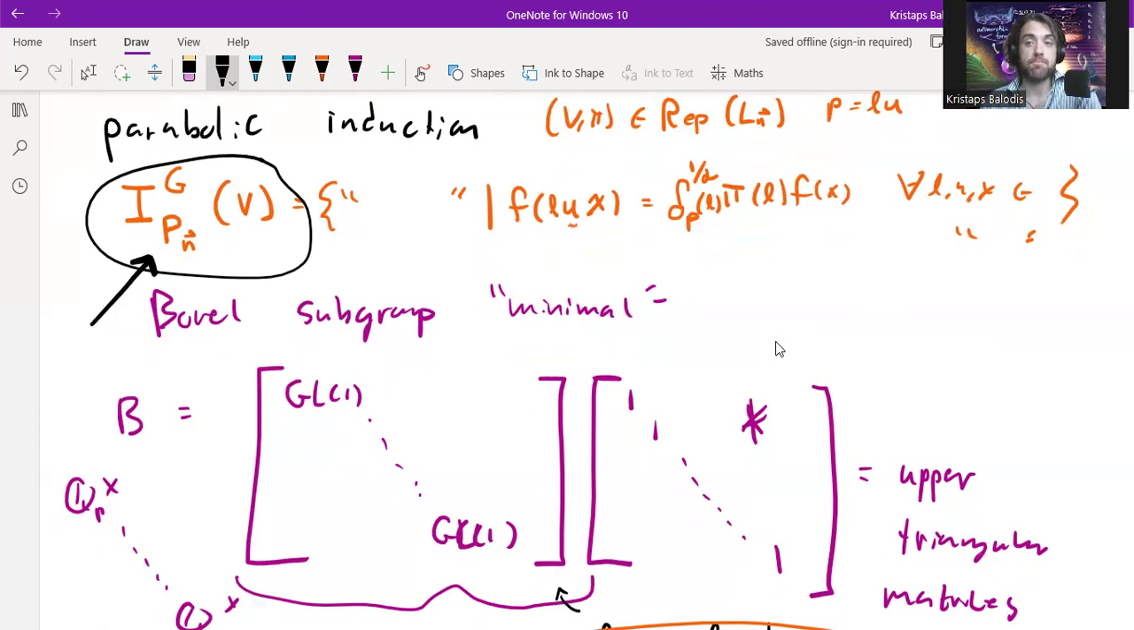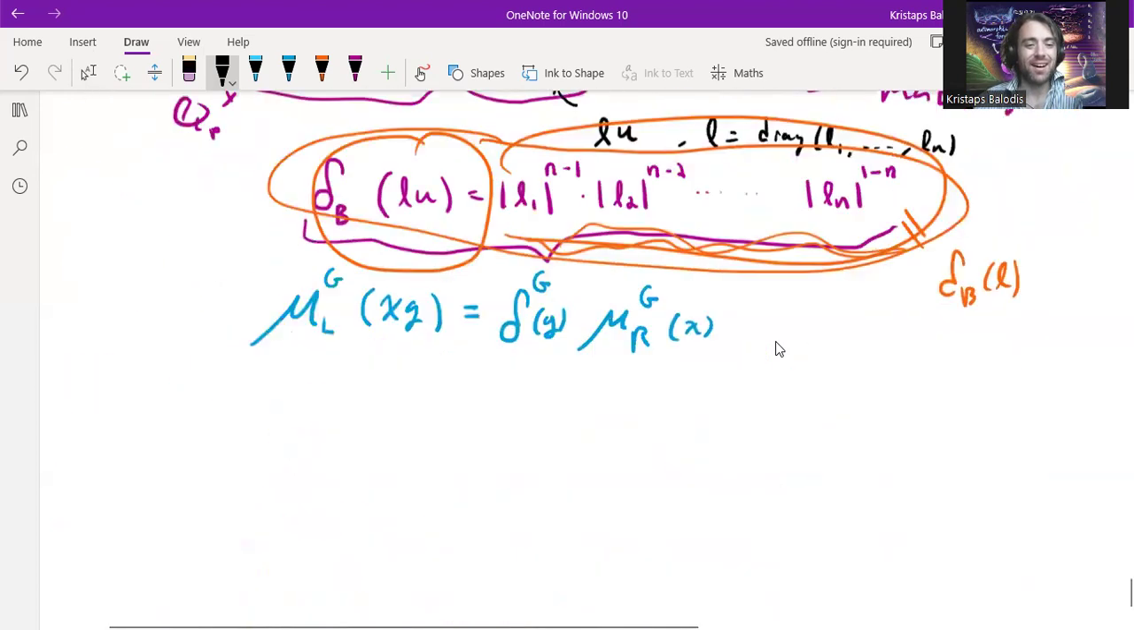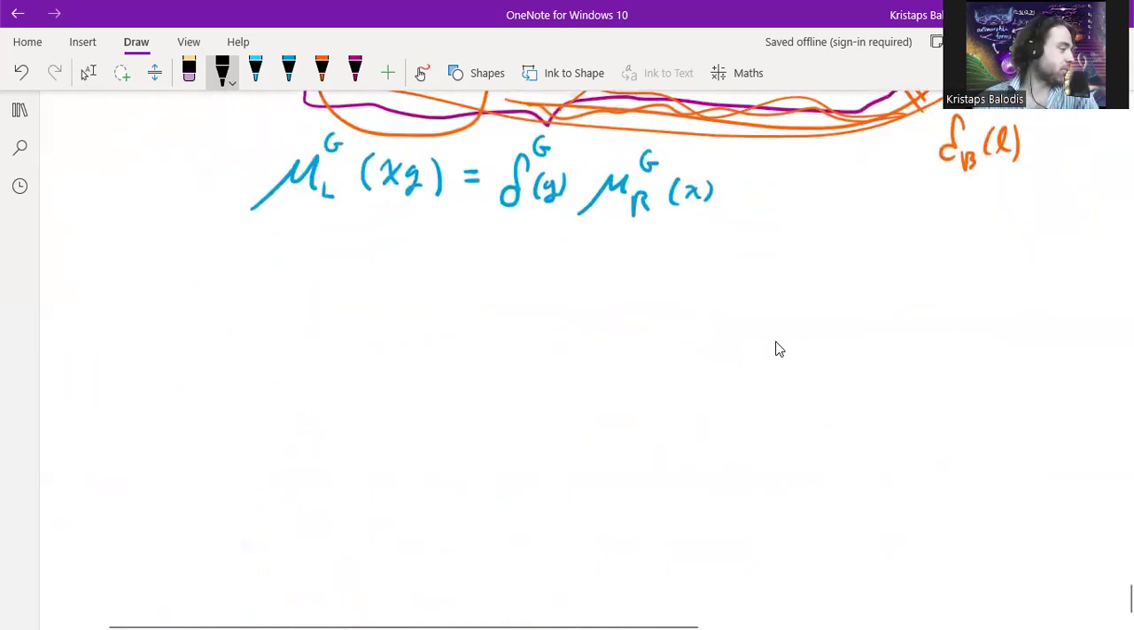By the way, I want to note this does technically depend on the choice of parabolic, so keep that in mind. It's going to be important. And it turns out, yes. So there's something called the Jacquet functor.